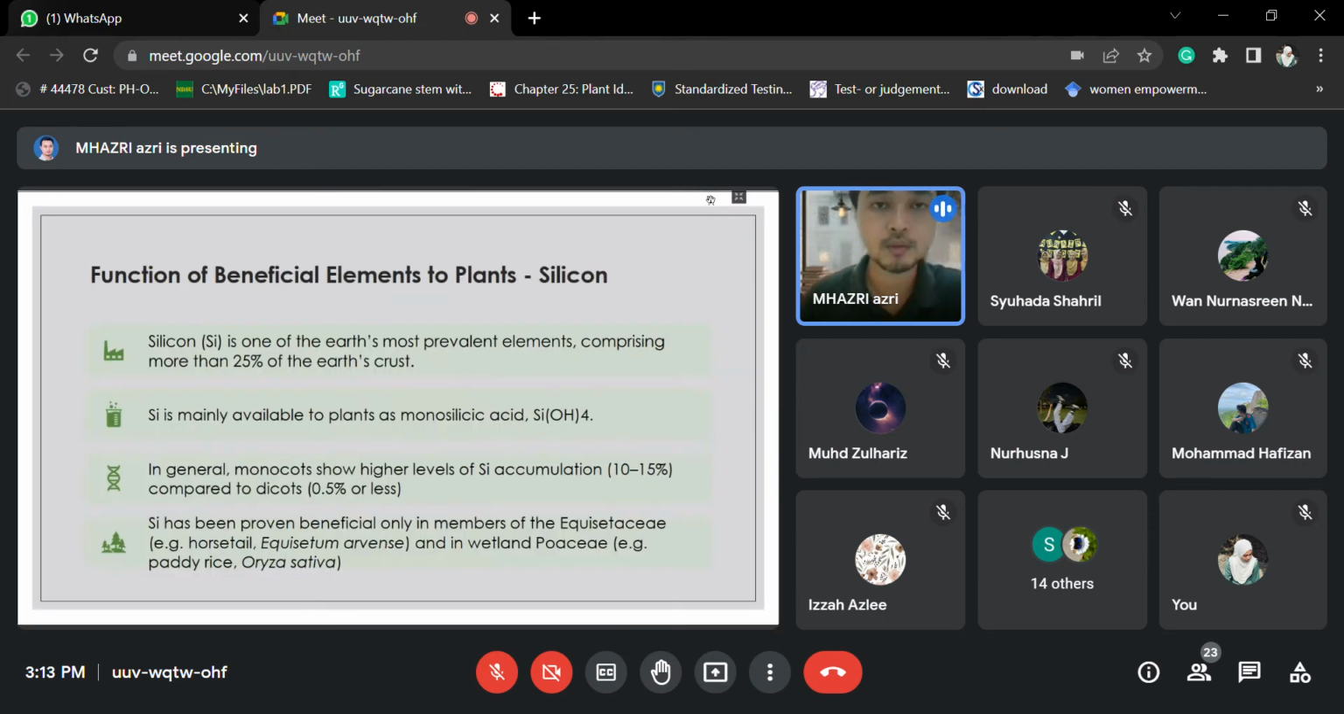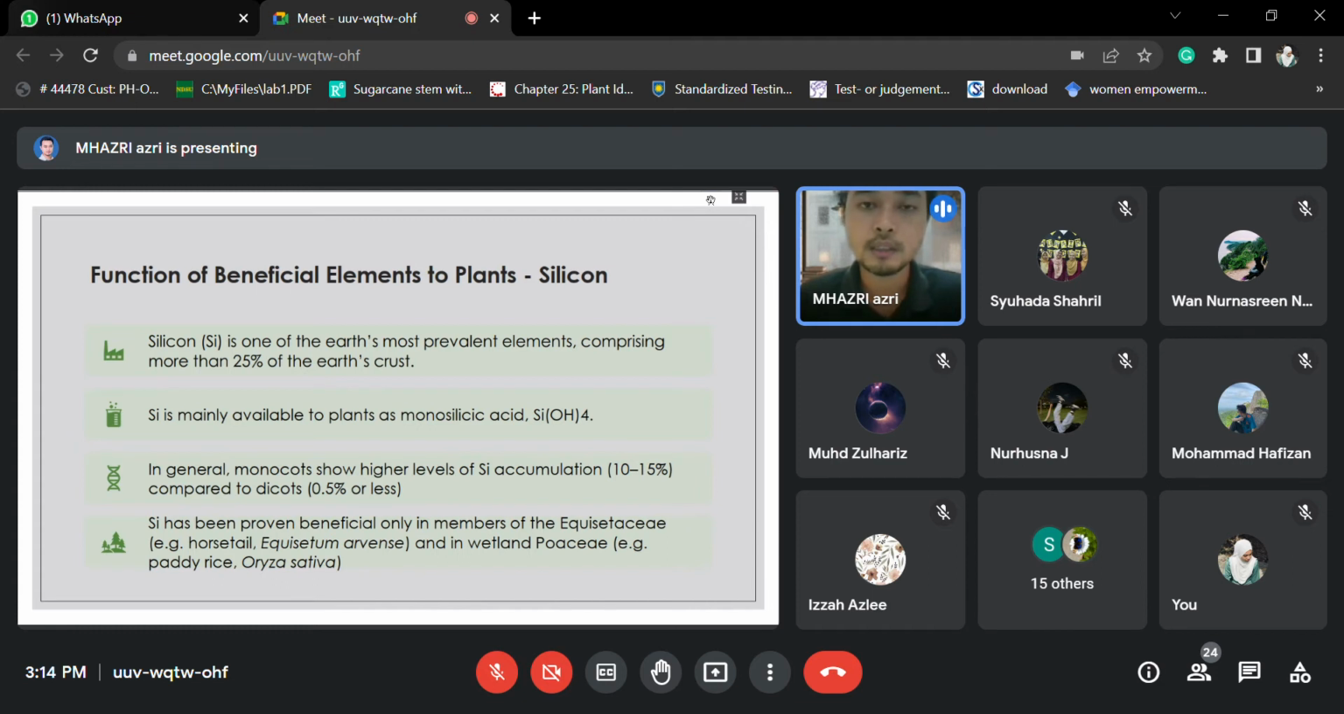So awak tahu silicon tu apa? Silicon exists in our earth abundantly, especially in our earth crust, because our earth crust comprises 25% of silicon, okay, in a form of silicate, or in a form of silica. So silicon is mainly available to plant as monosilicic acid.